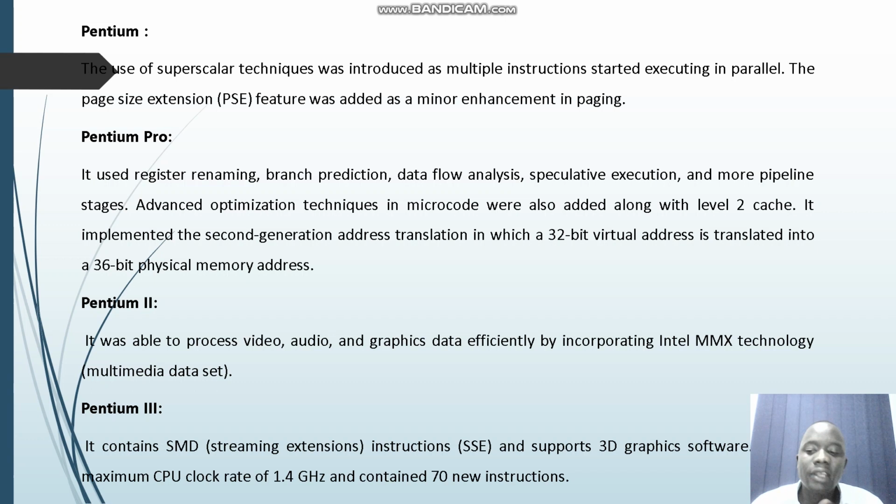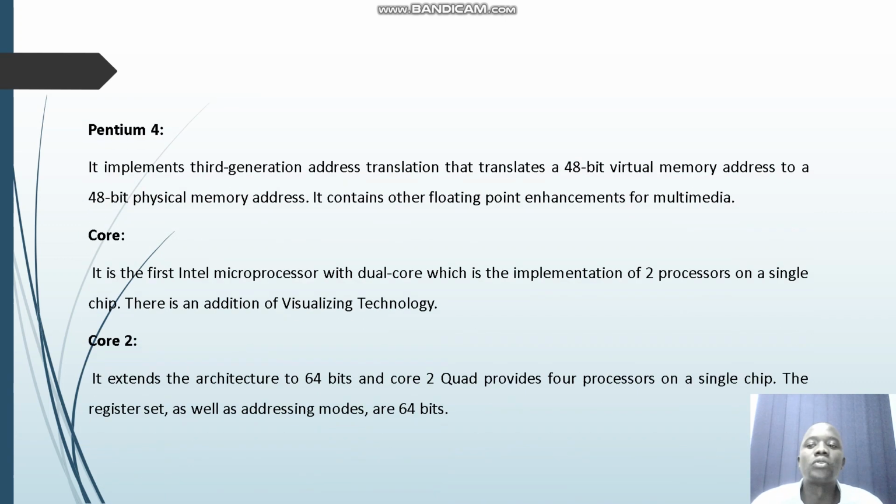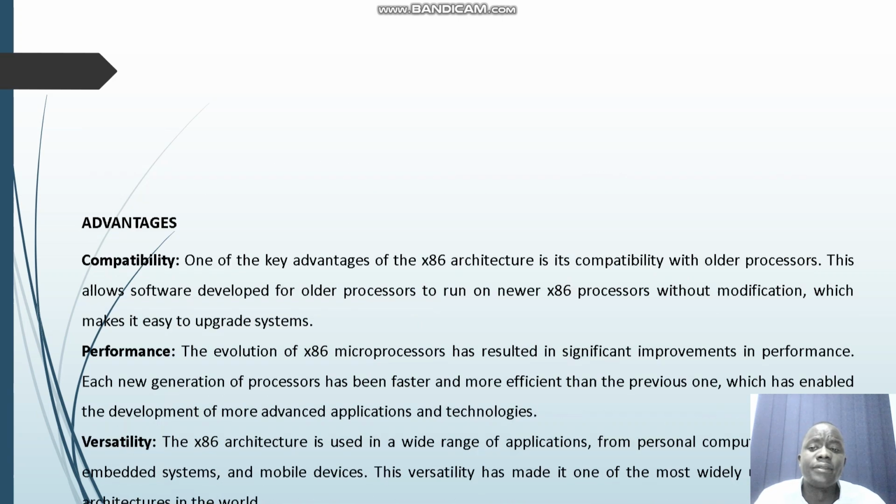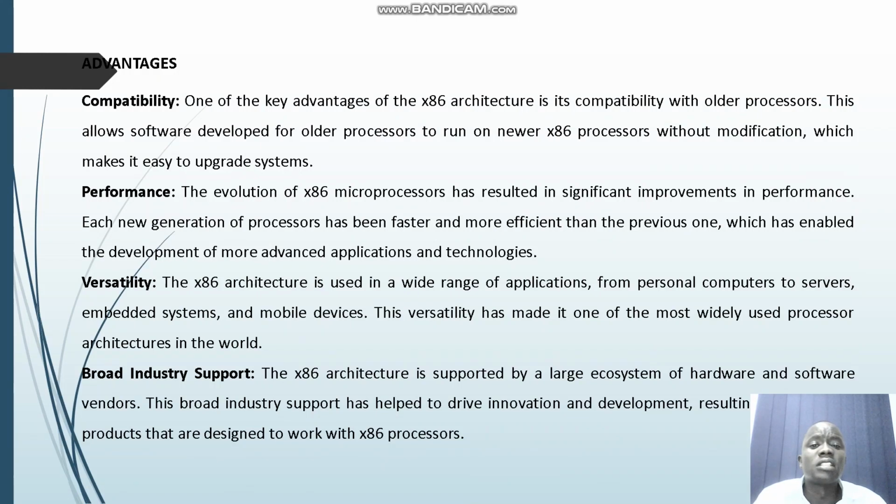Then we went to Pentium 3. Pentium 3 contains the streaming SIMD extensions instructions and supports 3D graphic software. Then you go to Pentium 4. It implements third generation. Then you go to the Core. That is Core 1, then the Core 2. That is the latest.